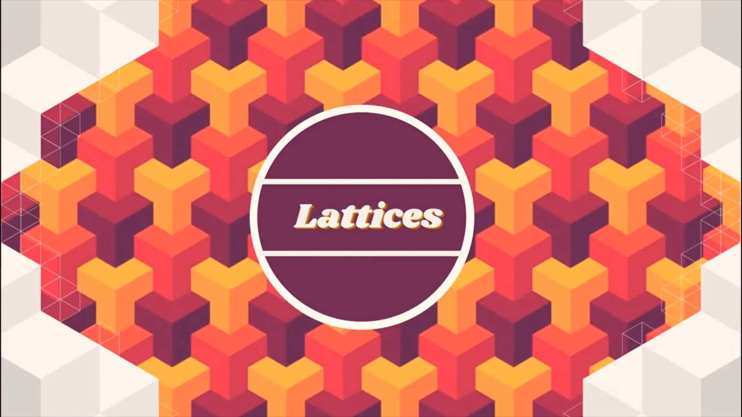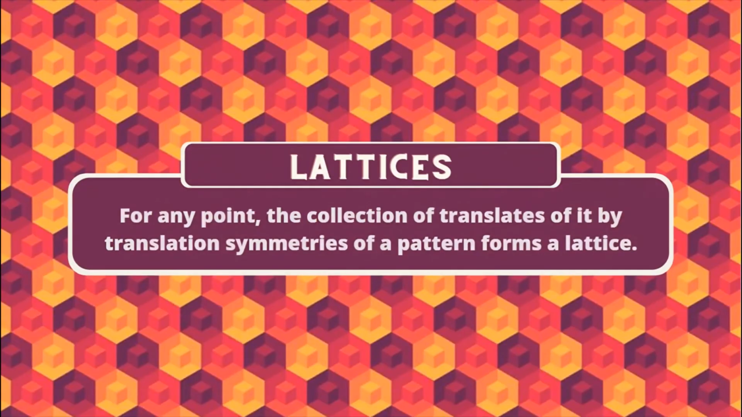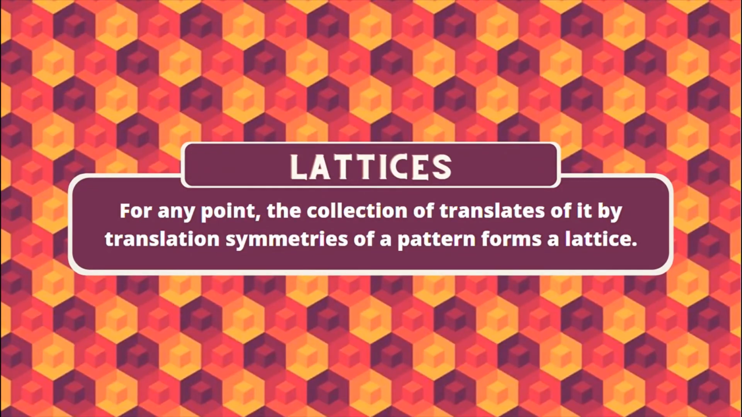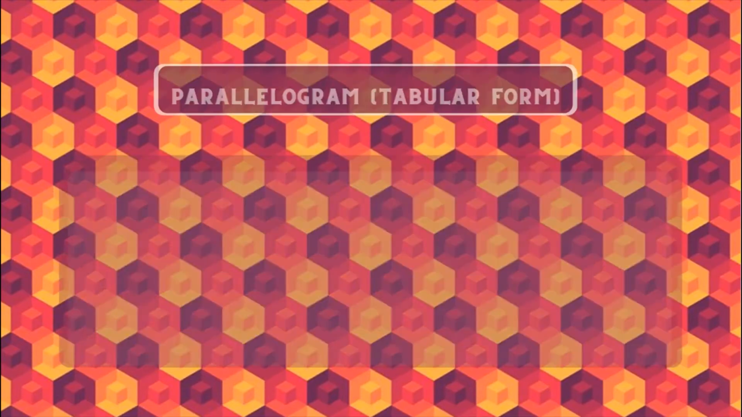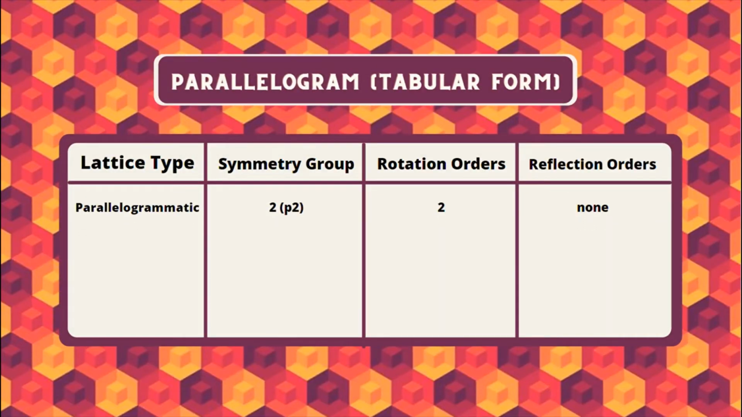Now let's talk about lattices. For any point, the collection of translates of it by translation symmetries of a pattern forms a lattice. For the first type, we have a parallelogram in tabular form. We have a symmetry group of 2, which is notated by the IUC as P2, a rotation order of 2, and none for reflection orders.